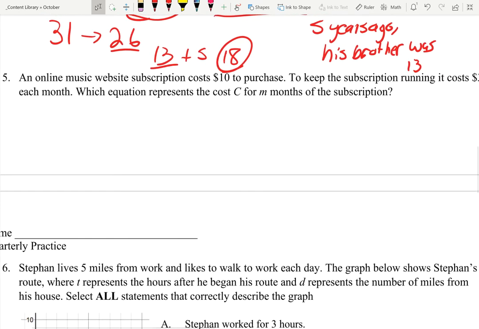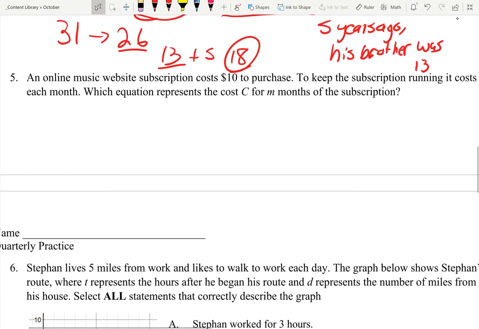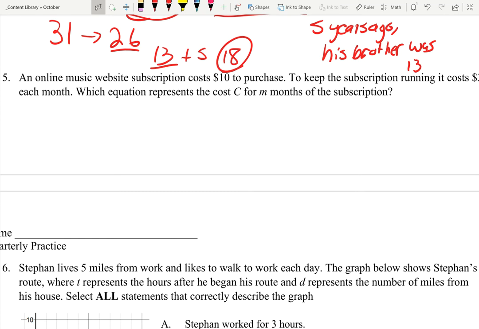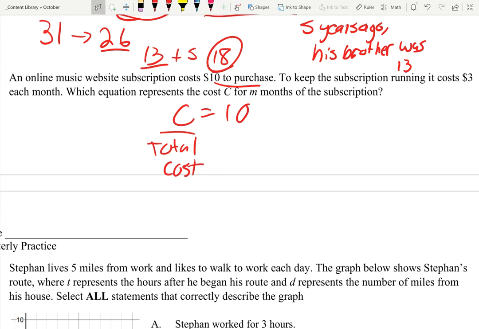Number 5, an online music website subscription costs $10 to purchase. To keep the subscription running, it costs $3 each month. Which equation represents the cost C for M months of the subscription? So our equation here: C, the total cost of the subscription, is equal to the $10 purchase fee, and then an additional $3 per month, so plus 3M. C represents the cost, M represents the number of months subscribed. So there it is. The cost is equal to $10 plus $3 per month.